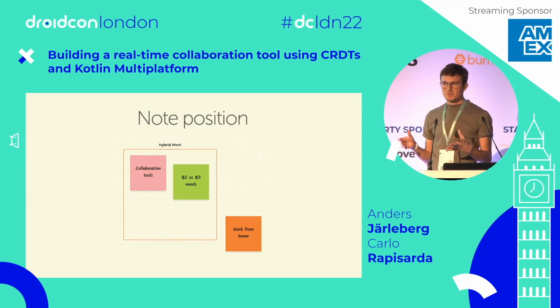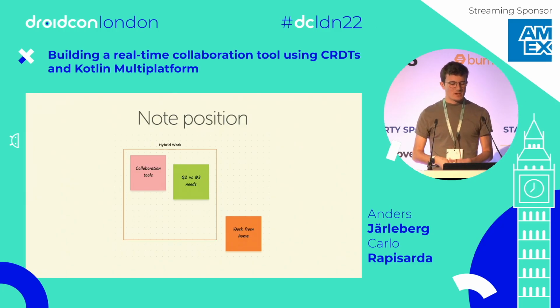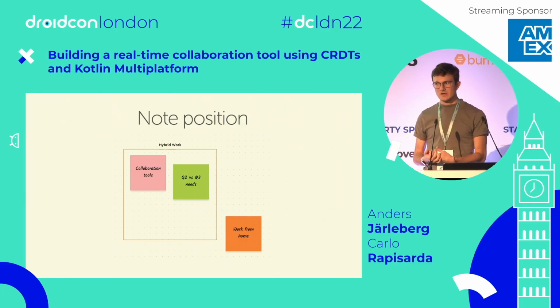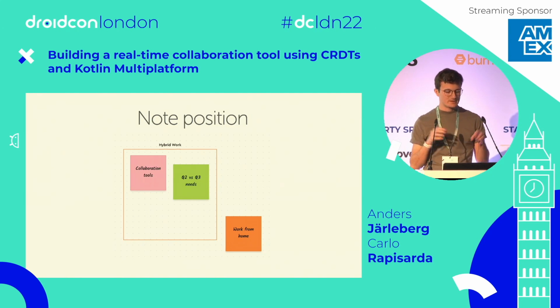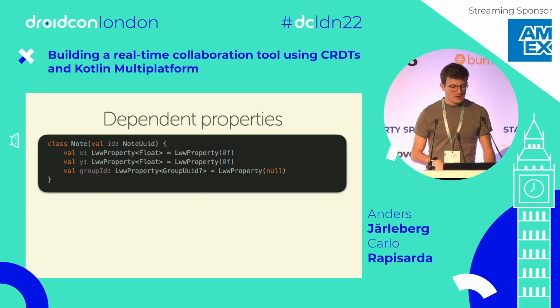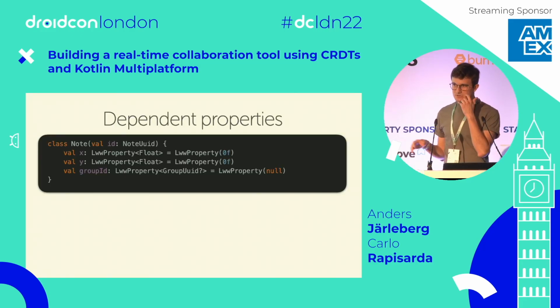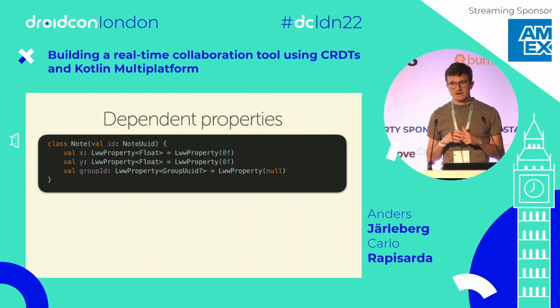So the first example I'm going to talk about is positioning nodes. Nodes can be placed either directly on a board or within a group. If they're placed within a board, then they have global coordinates. If they're placed within a group, then they have local coordinates relative to the group center. When placing a node inside a group, it's important that we don't confuse local and global coordinates. So this was our first approach. We have X, Y positions, and they're separate properties. And then we have a group ID that can be null.